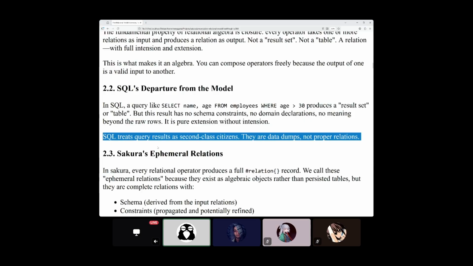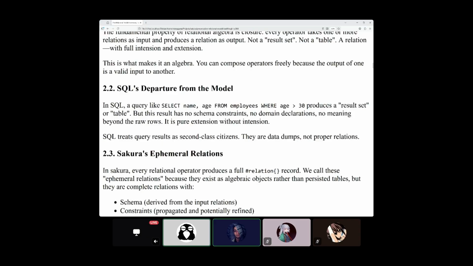This sentence here says it all. It treats query results as second-class citizens. They are data dumps, not proper relations. Yeah, that's exactly what they are. Extension is essentially the data. Intention is a set of constraints that I should enforce, because that's the meaning.